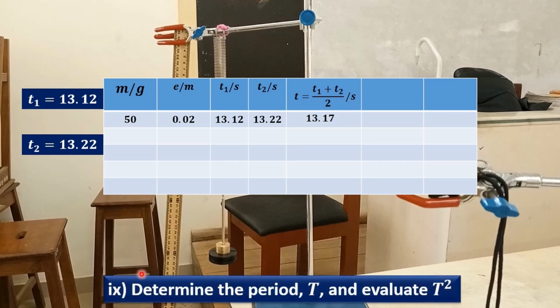And we are going to determine the period and then evaluate the period squared. For the period, we are going to divide the average time by 20. So we have 13.17 divided by 20, which is 0.659. And we are going to square 0.659. We have 0.43.